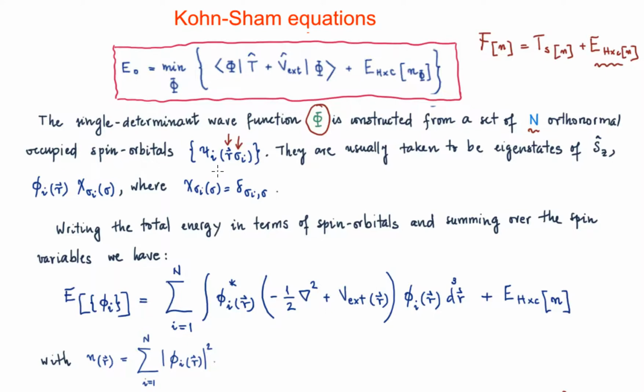And these occupied spin orbitals are usually taken to be eigenstates of Sz, because usually here the Hamiltonian is going to be independent of the spin. So we can split that one electron wave function in these two contributions: the one associated to the spatial variables, which is the spatial component, and then we have the spin component. The spin component usually is going to be spin up and spin down.